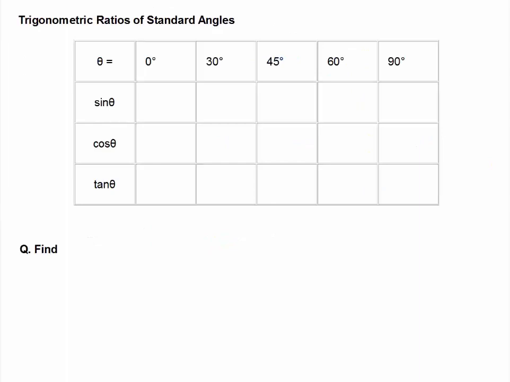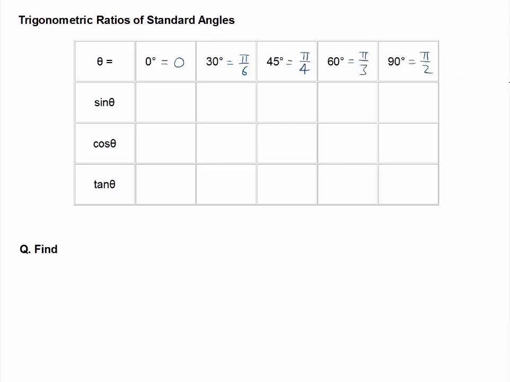Now next is trigonometric ratios of standard angles. So these are 5 standard angles we must remember. We must also remember the value of these angles in radians. So this is 0 radians, this is pi by 6 radians, this is pi by 4 radians, this is pi by 3 radians, and this is pi by 2 radians.